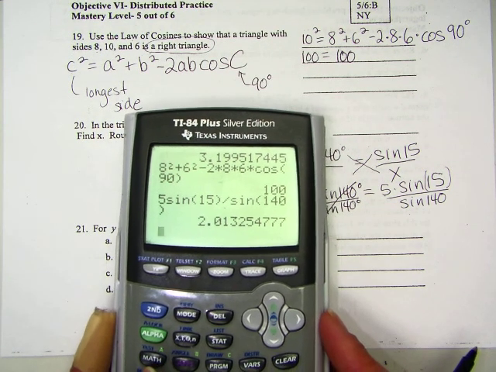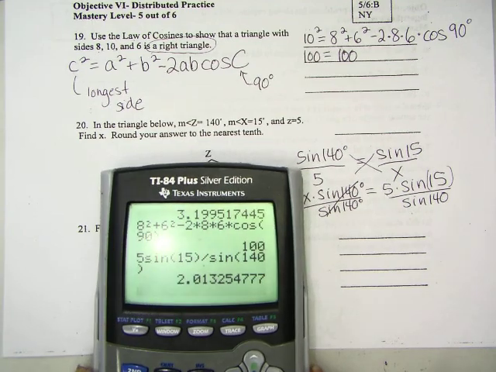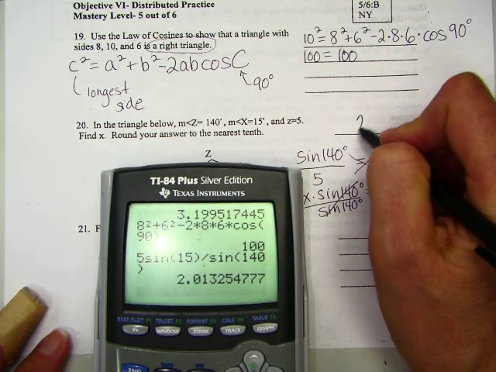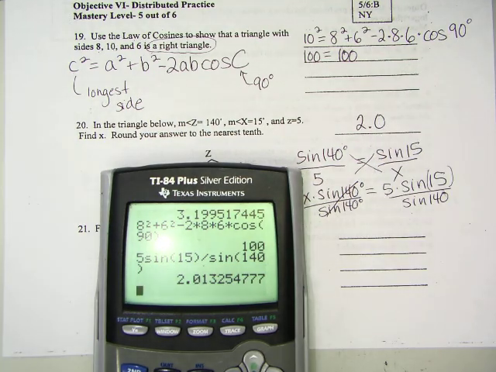And I got this answer, 2.01. Rounded to the nearest tenth, though, this 1 would leave that as 0. So it would be 2.0, or just 2 if you wanted to write that, rounded to the nearest tenth. Okay.